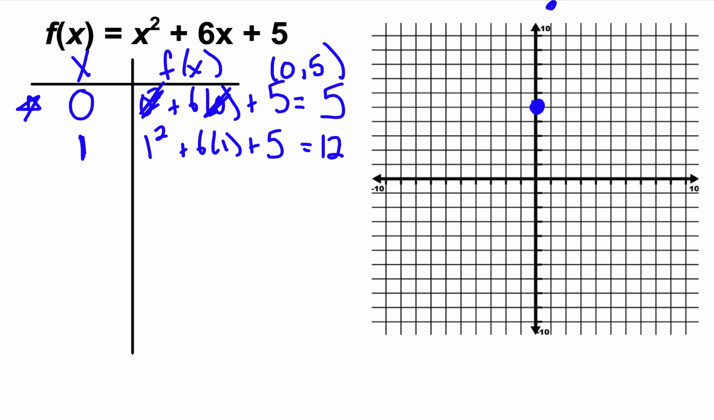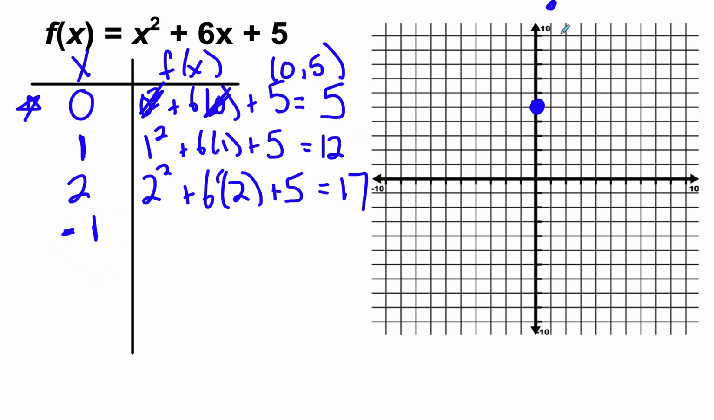Watch. So look, 12, that's way off the graph. Notice that as I'm going from left to right, the y's are going up, and this is already off the graph. Why would I plug in 2? I wouldn't, because we can already see that if I plug in 2, what I'm going to get is 2 squared plus 6 times 2 plus 5, which is 4 plus 12 plus 5, 17. That's way off the graph. So plugging in 2, I could have done it, but it's not going to help me with the graphing component of it. Okay, what about -1?